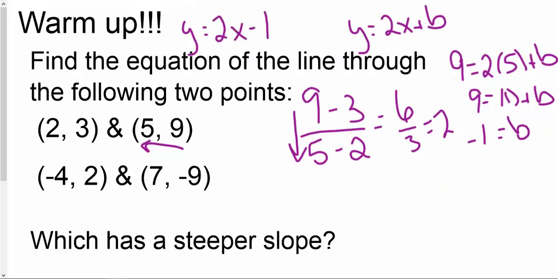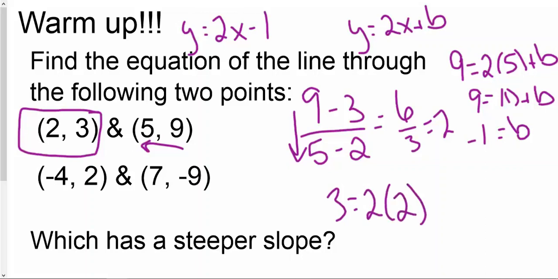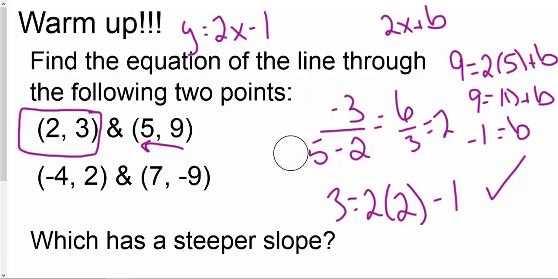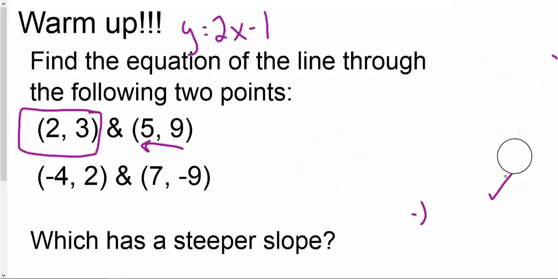Now, if I want to be really thorough, I can plug in my other point. I can plug in 2, 3 and see if that still works, because we know that this line has to work for both points. So if it works for the first one, it'll have to work for the second. So 3 equals 2 times 2 minus 1. Is that true? Yes. So we know that our equation for that first pair of points is y equals 2x minus 1.